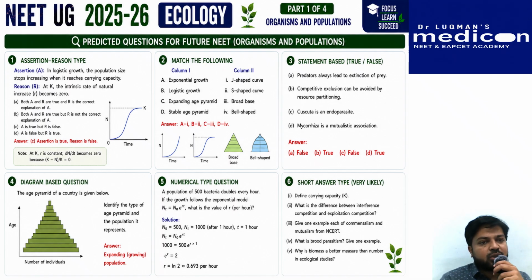In logistic growth, the population size stops increasing when it reaches carrying capacity, is the assertion. Reason: at K, that is carrying capacity, the intrinsic rate of natural increase, that is r, becomes 0. The assertion is true, but the reason is false. It doesn't become 0 completely. You have to understand that one. r is always constant. We should talk about K here. At K, r is constant. You have to remember that one.